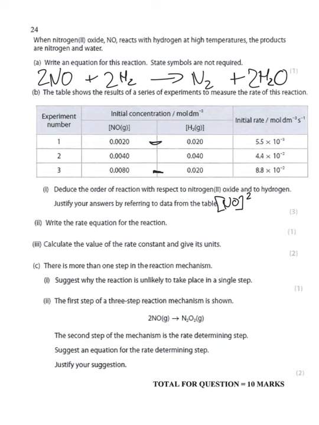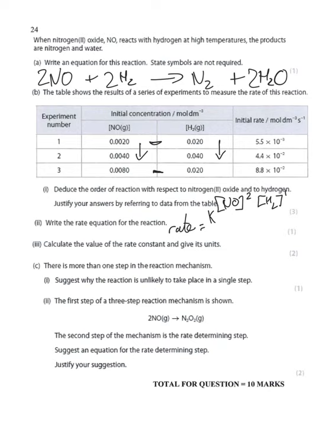Whereas if we double the NO across here, then we would be expecting a 4-fold increase, 2 squared. What we actually get is 8 times. So you've got the 4 that we'd be expecting from the nitrogen monoxide, but you've also got a doubling of the hydrogen, so that means that the H2 is first order. So when we write the rate equation, rate equals k [NO]^2 [H2] raised to the power 1.